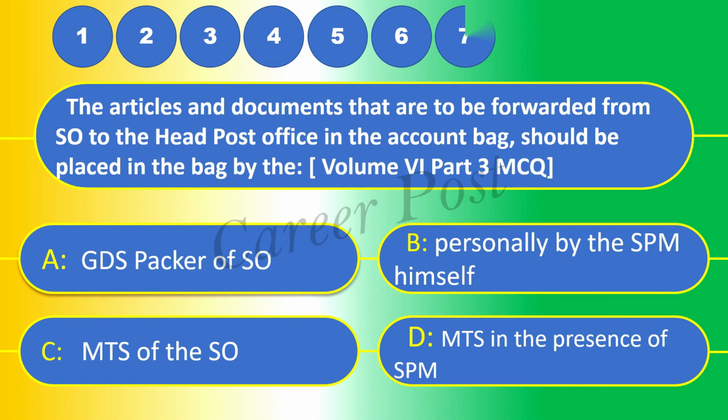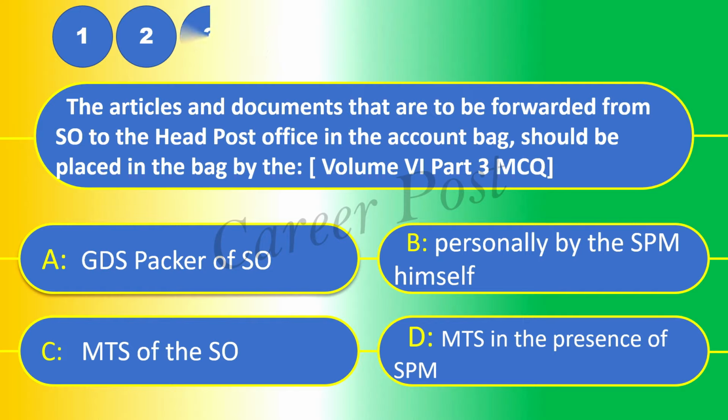The articles and documents, that means any document or articles, register or whatever it is, that are to be forwarded from a SO to a HO, who has to place them in the bag? The answer is it should be personally by the SPM himself. Whenever he places those documents from SO to HO, it should be by the SPM only. He has to personally place them inside the bag. Not the packer, not the MTS, not the MTS in the presence of SPM also.